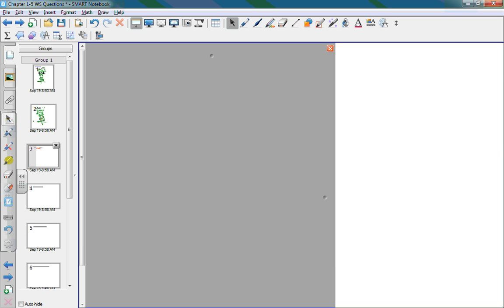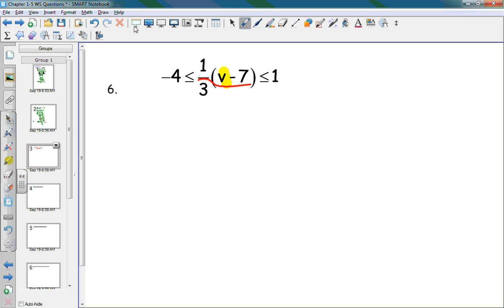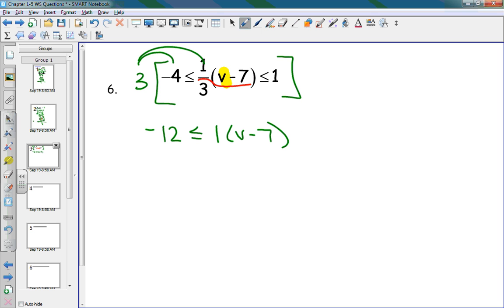So now let's go to the other side. If I cover up that side, it's the same issue. It absolutely is. So therefore, I'm going to multiply the entire equation by the value 3, just like we did whenever we got rid of our fractions. So that's going to give me negative 12 is less than or equal to 1 parentheses b minus 7 less than or equal to 3. Now I have no fraction. Do I need the parentheses here? When I multiply something by 1, it doesn't change it, so therefore I can drop the parentheses.